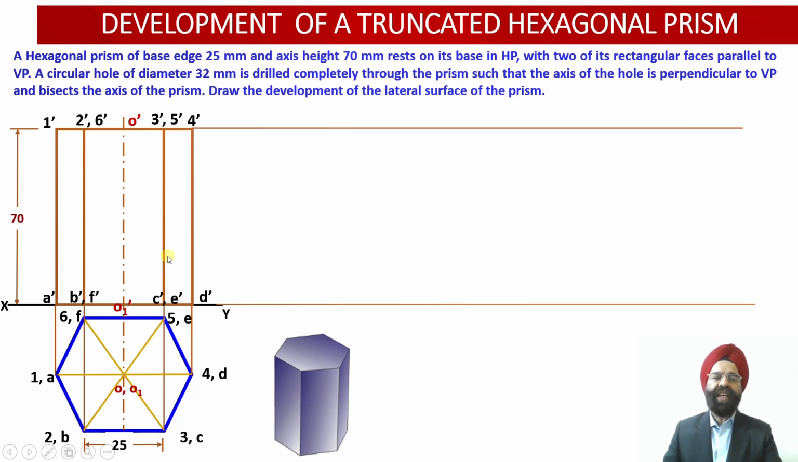Now another thing we can check here is that the vertical edge 6F lies on the rear side of the solid, and this will not be visible to the observer as the observer looks at this vertical edge 6F.